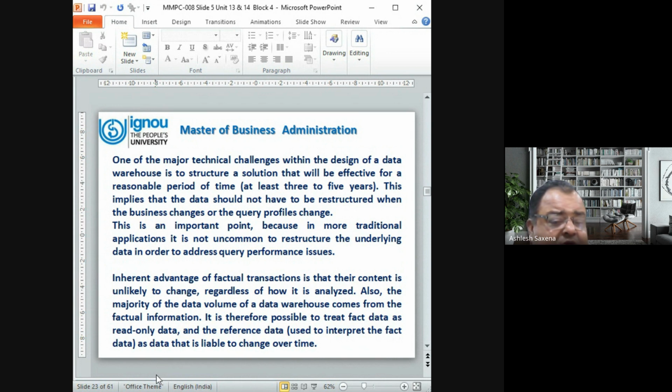This implies that the data should not have to be restructured when the business changes or the query profile changes. This is an important point because in more traditional applications, it is not uncommon to restructure the underlying data in order to address query performance issues. An inherent advantage of factual transactions is that their content is unlikely to change, regardless of how it is analyzed. Also, the majority of the data volume of a data warehouse comes from factual information. It is therefore possible to treat fact data as read-only data, and the reference data used to interpret the fact data as data that is liable to change over time.